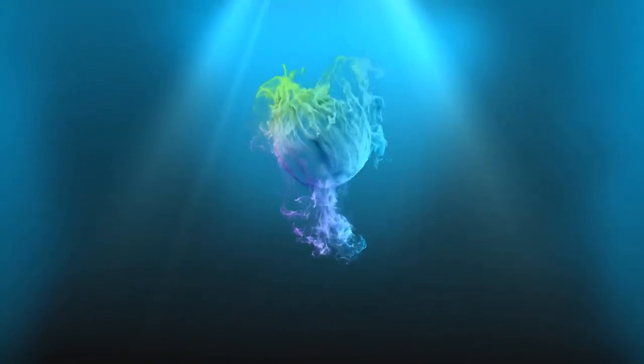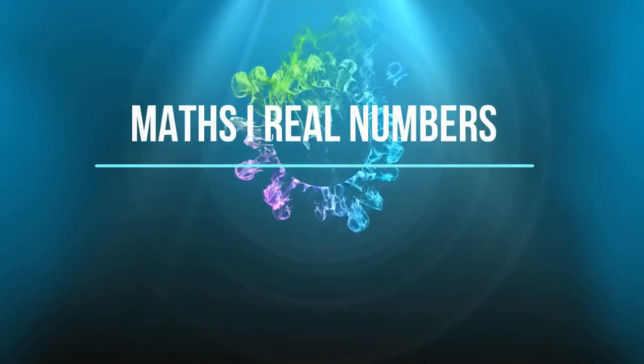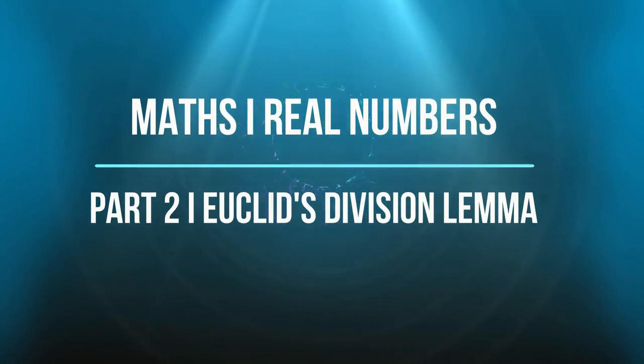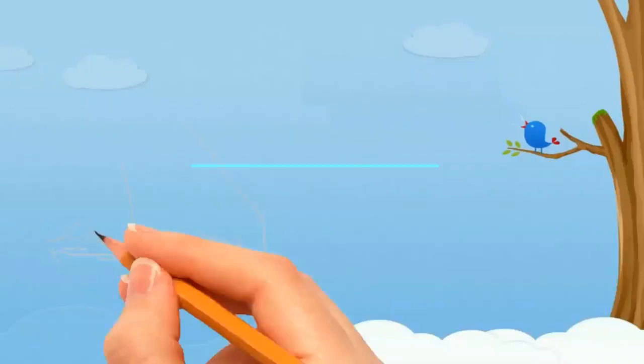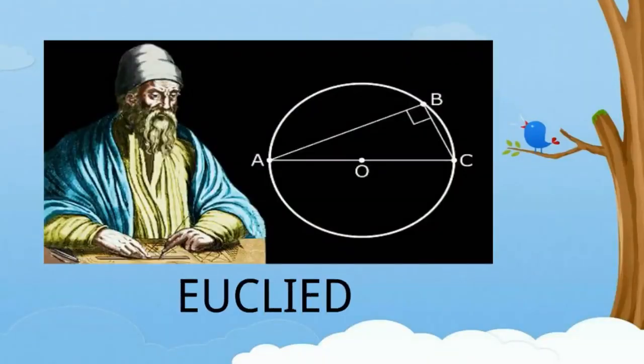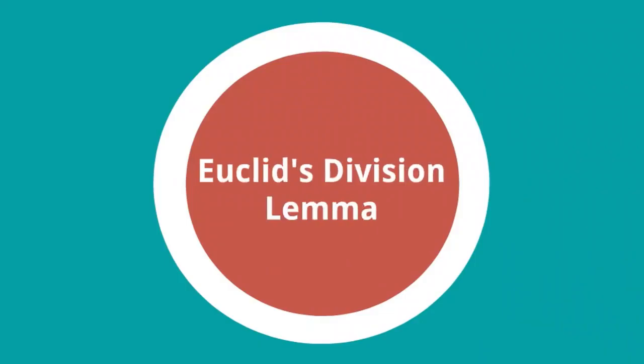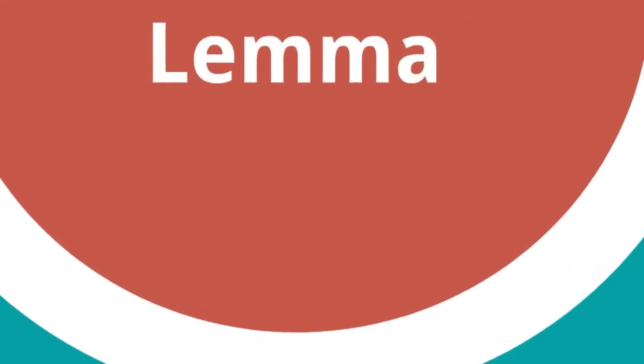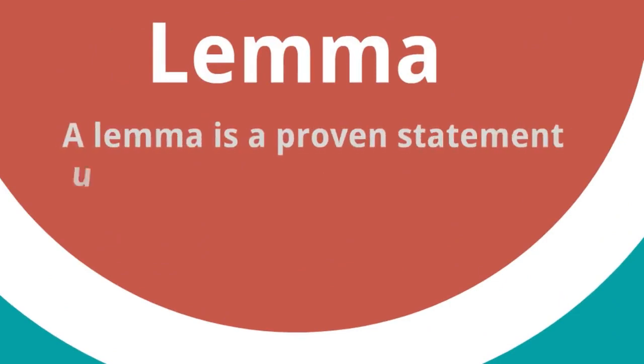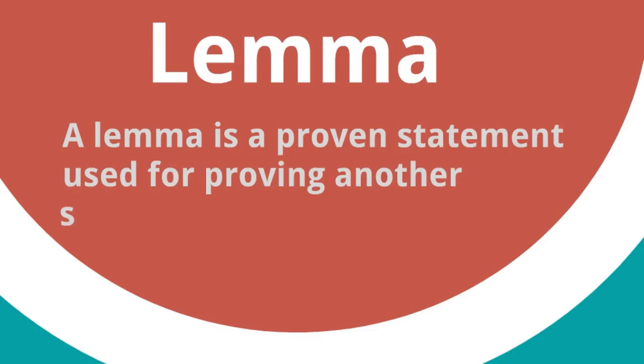Today we are going to learn Mathematics Part 2, Euclid's Division Lemma. Euclid was a famous mathematician who invented this division lemma. Before going to the discussions, we need to know what a lemma is. A lemma is a proven statement used for proving another statement.